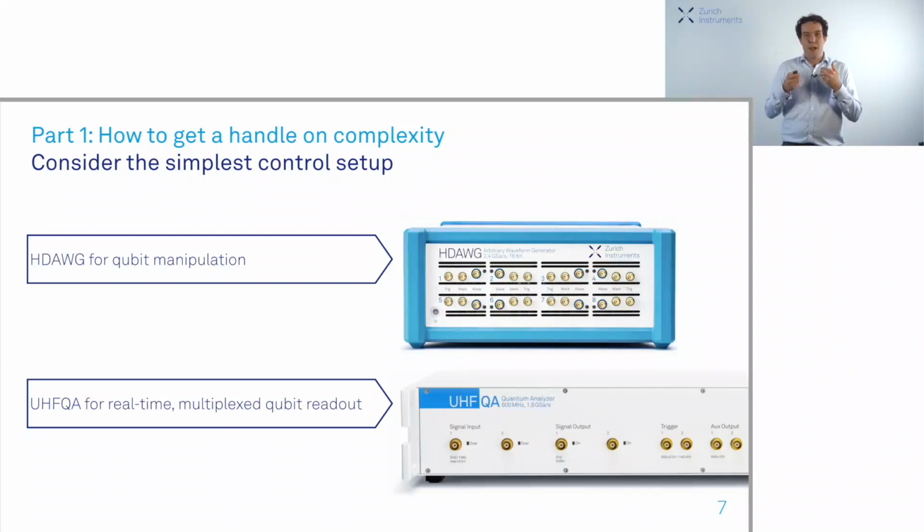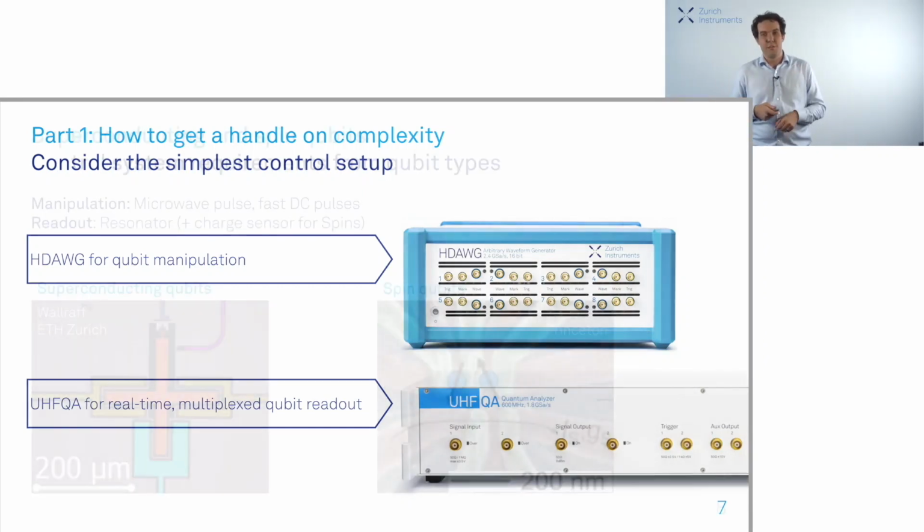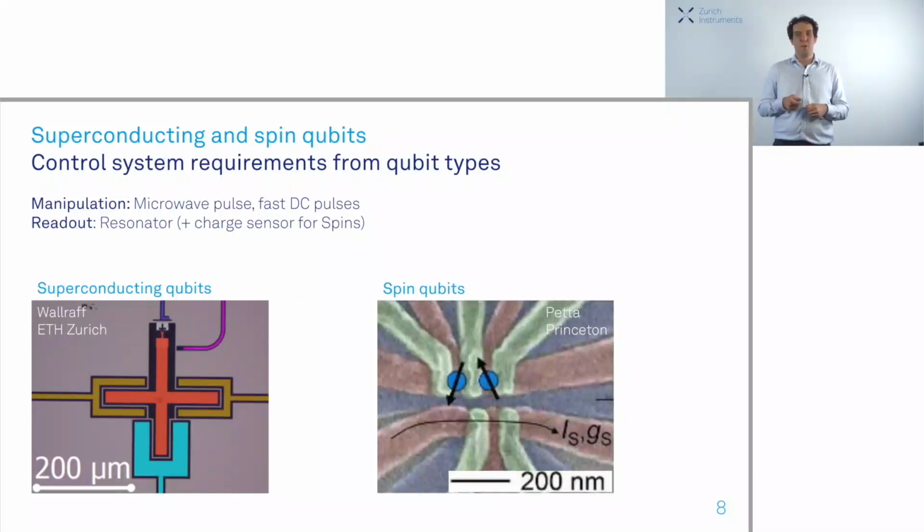So how do we get a handle on the complexity? For this, let's consider the simplest qubit control system that is possible: an arbitrary waveform generator and a quantum analyzer, which has essentially one job to do, and can do it very well, which is multiplexed real-time readout of qubits. So what are the key tasks that these instruments need to be able to do, imposed by the quantum system itself? With our quantum computing control system, which we discussed today, we can control superconducting and spin qubits, which you see here in the bottom, very well and optimally.